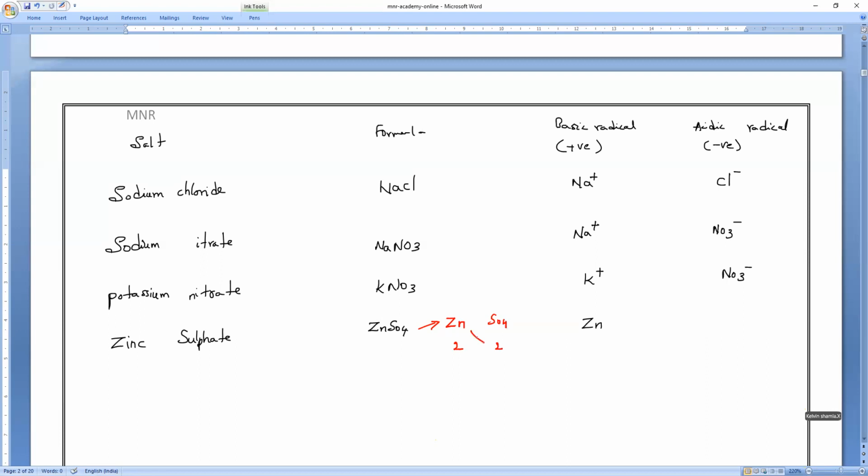SO4 is also 2. So they crisscross: Zn2, SO4 twice. So the 2 will get cancelled. So here what will come? Basic radical, Zn plus or Zn2 plus? Everybody. Zn2 plus.